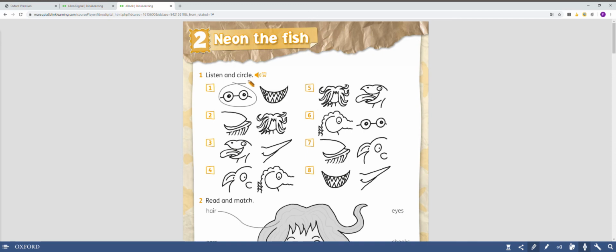Entonces, en esta tarea, vamos a hacer lo siguiente. Listen and circle. Vamos a escuchar y vamos a encerrar en un círculo según lo que escuchemos. Miren, yo les voy a ayudar. Hagámosla junto, ¿ya? Vamos a poner play al sonido.